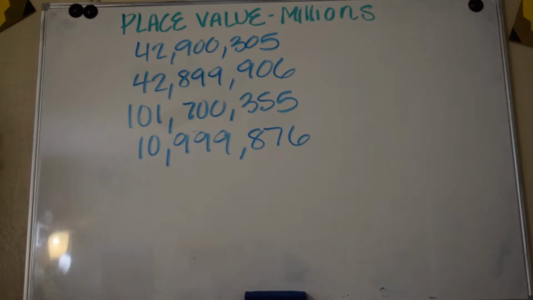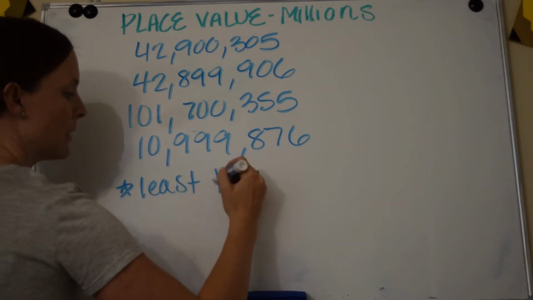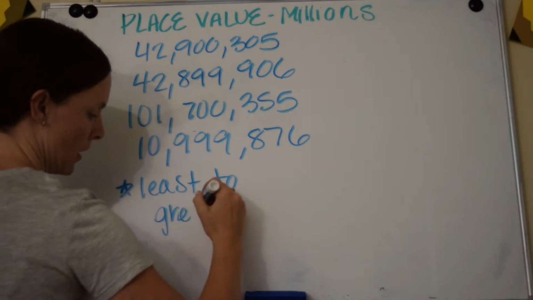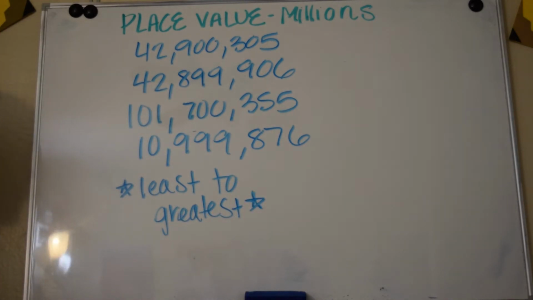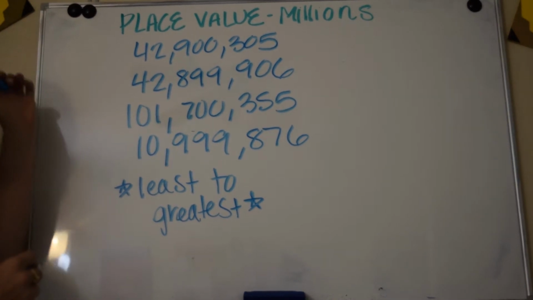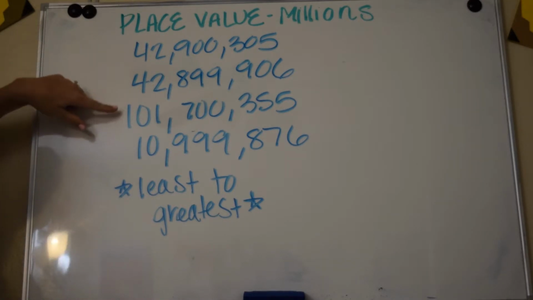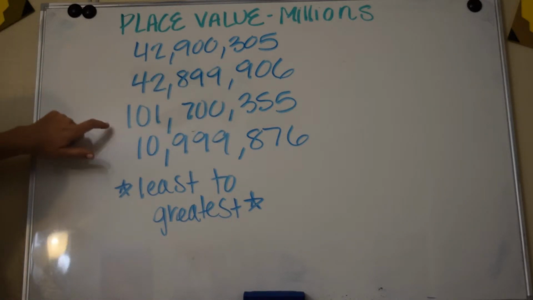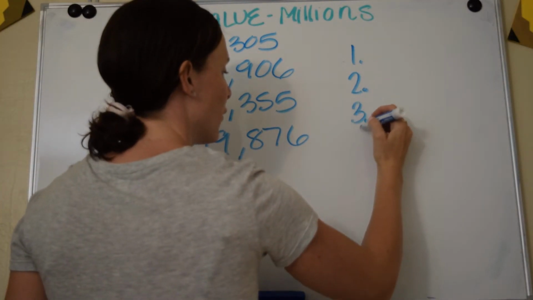All right, so let's say the directions tell you to write the following numbers from least to greatest. It's important to understand the directions first before you just start listing them. So here's what I want you to do. Every time you have a set of numbers and they say order it least to greatest or greatest to least, count how many numbers there are and create a list. There are 4 numbers. So I'm going to go 1, 2, 3, 4.